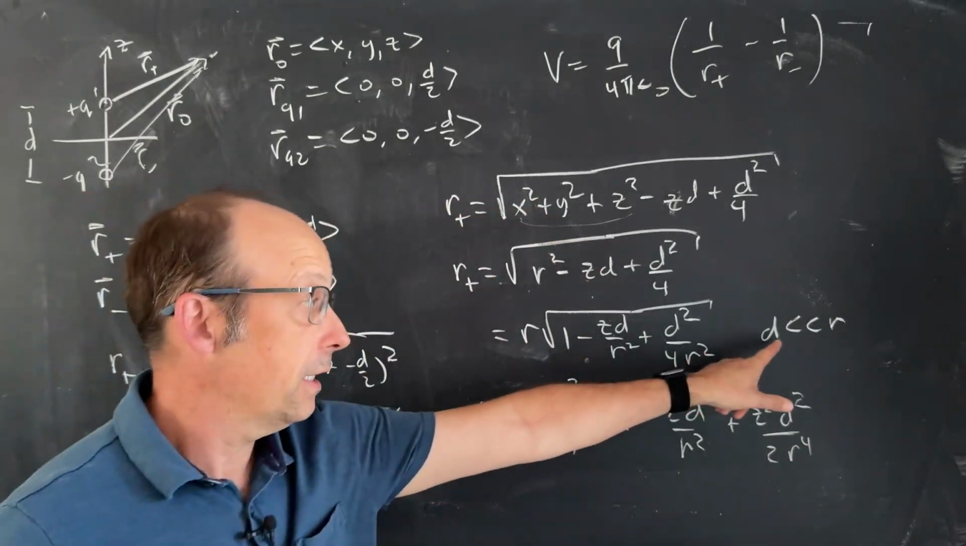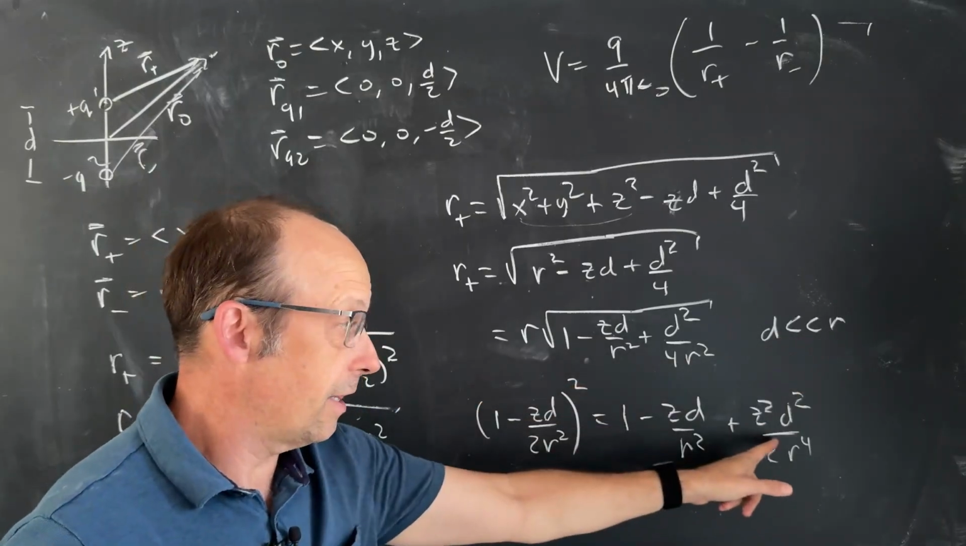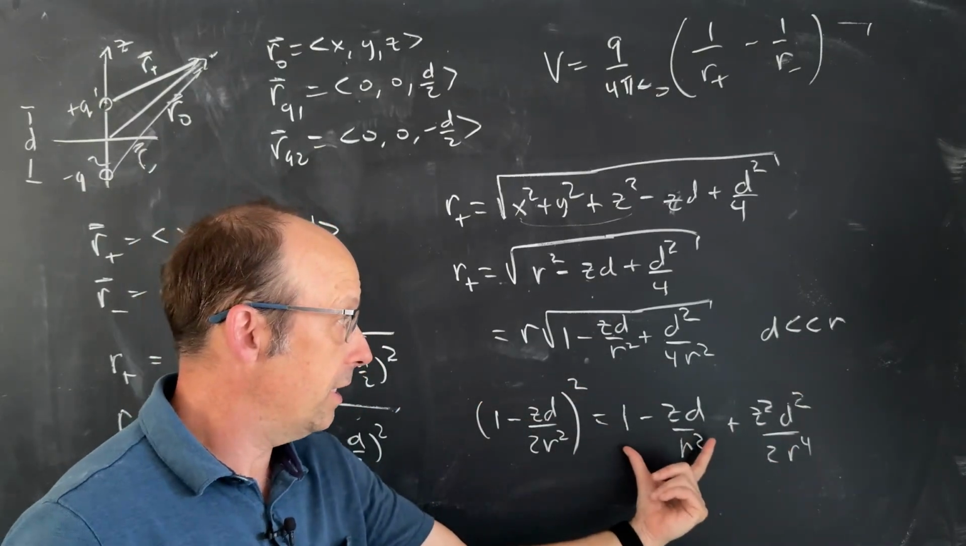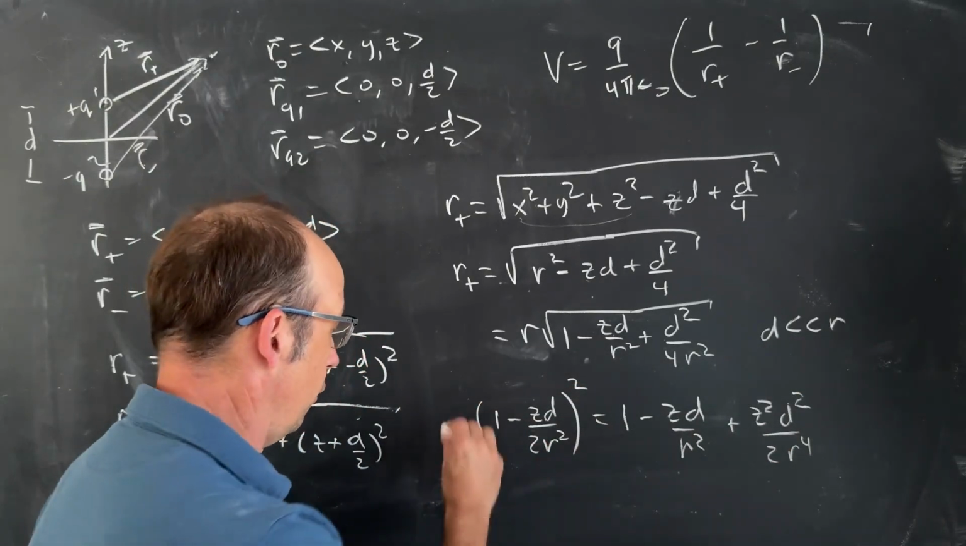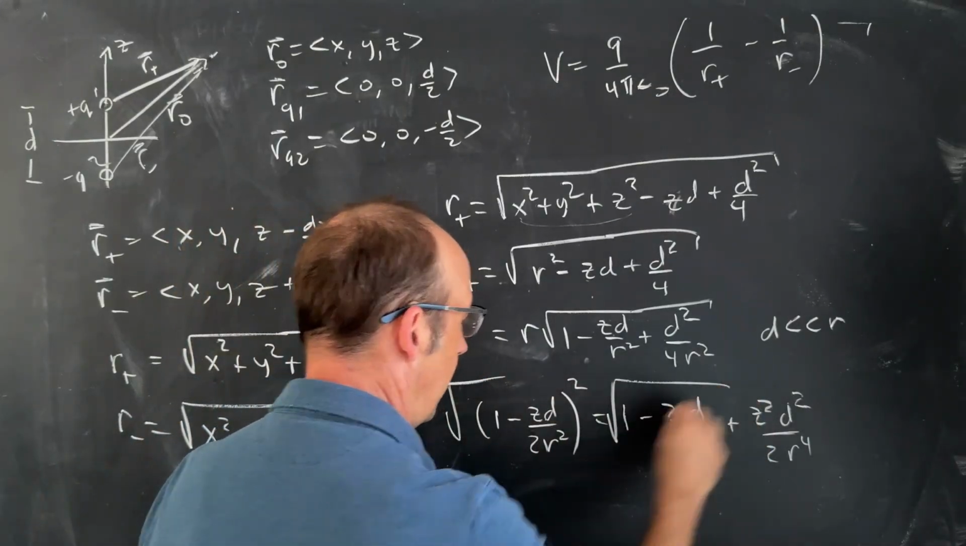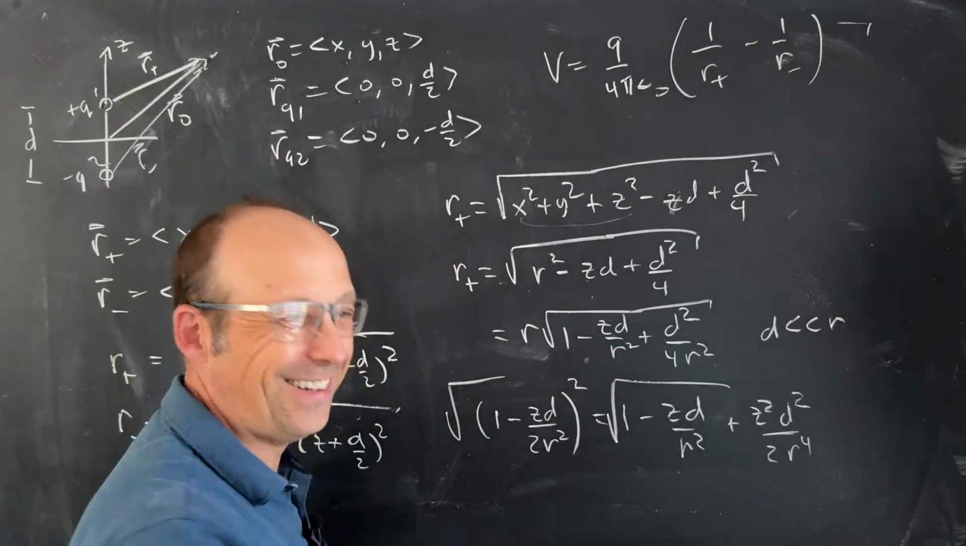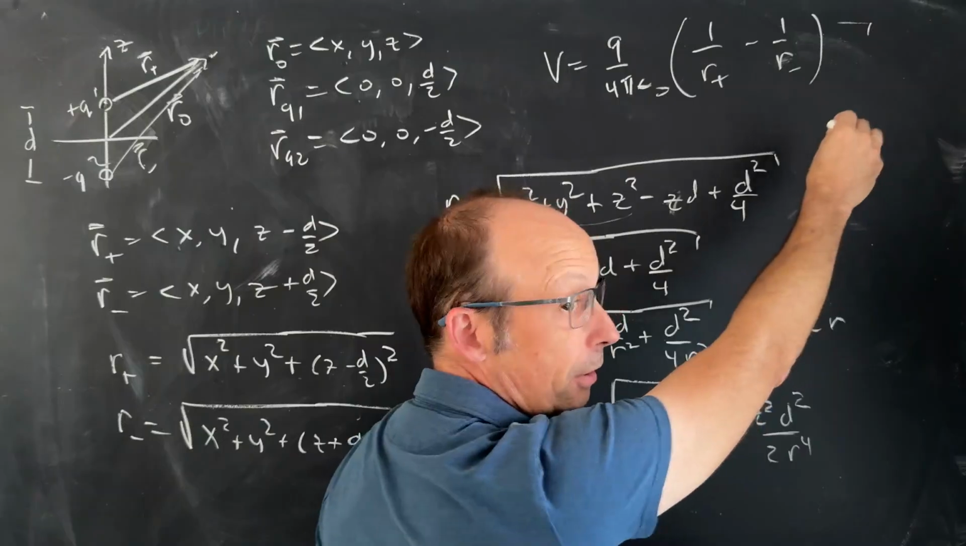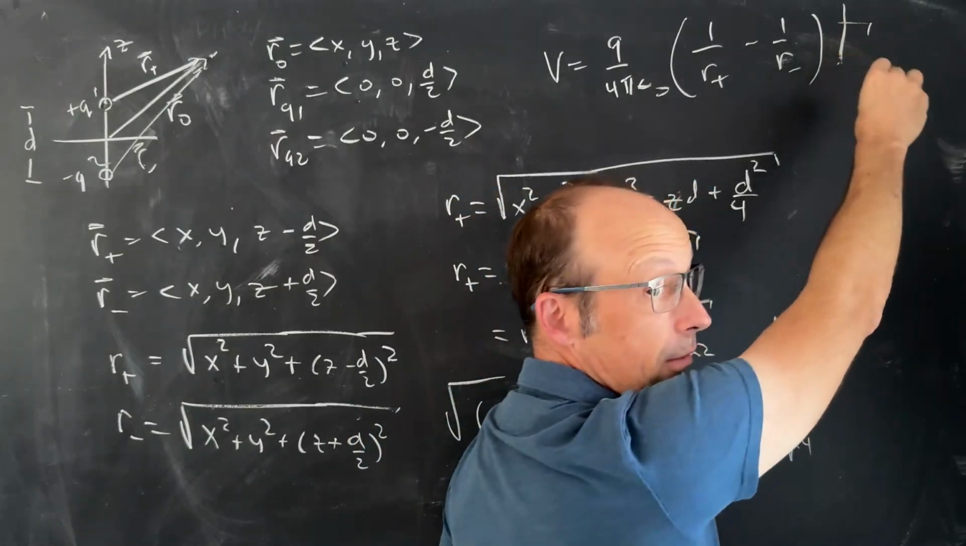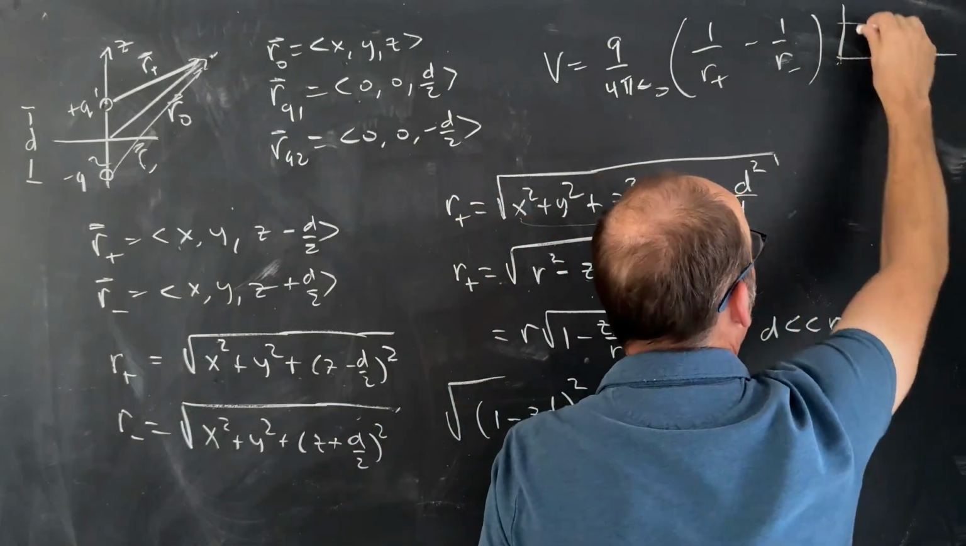Now, if d is much less than r, then this term is very small. And so this is approximately, so then I take the square root of this and the square root of that. So this, and it's a trick. Let's put a trick meter up here. I'm going to put a little box. We're going to count our tricks. One trick.